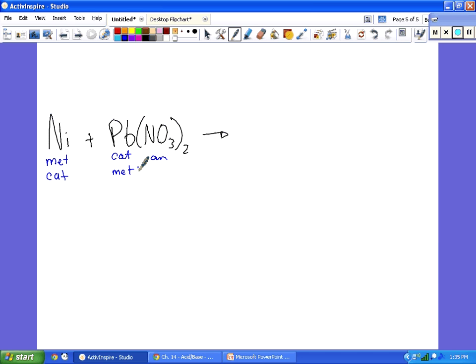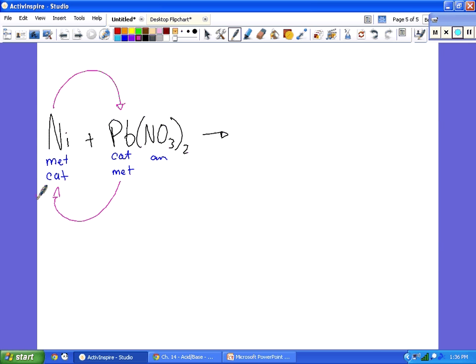Since they match, they're going to want to swap places. However, before you swap them, what must you look at for single replacement? You got to look at this, and I will tell you, it will work. But how would you know if it will work? If nickel is above lead. Very, very good. So nickel is going to have to be above lead for it to work, and in this case, it is above it. So Ni is going to be above Pb. So they're just going to swap places.